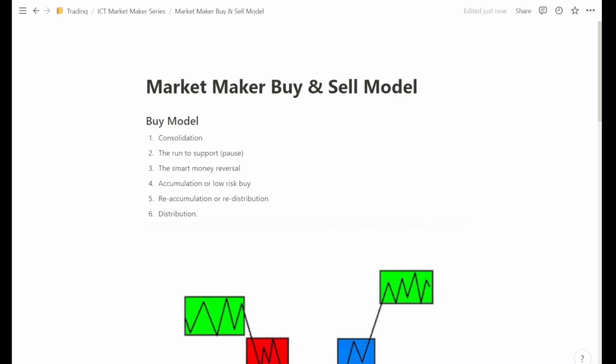In this video, I'm going to explain the market maker buy and sell model. This is the ICT model. In fact, this is like the first model that I learned, and I didn't pay a lot of attention to it. But in the last 1 or 2 weeks, having spent a lot more time on the chart, backtesting, I realized that this model is probably the most important model that ICT teaches.